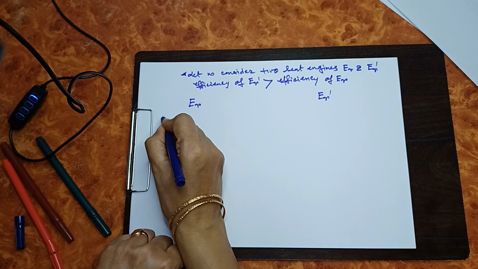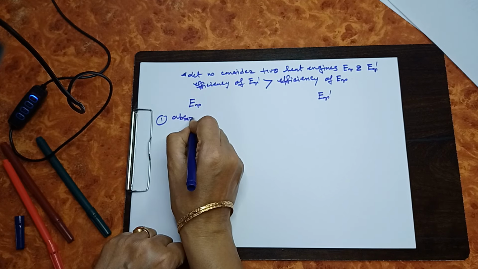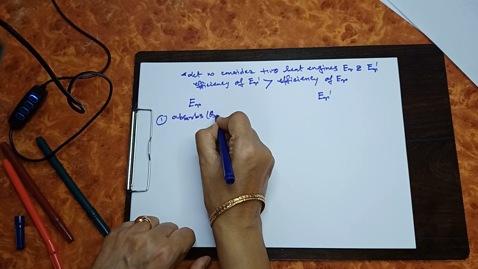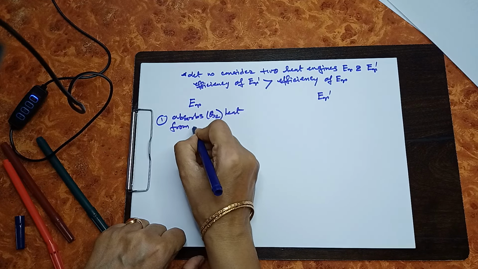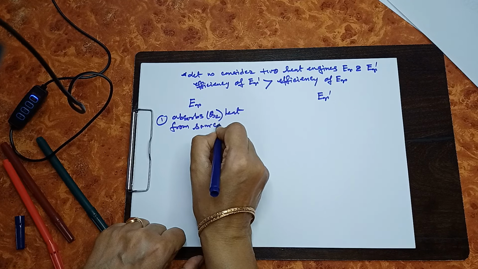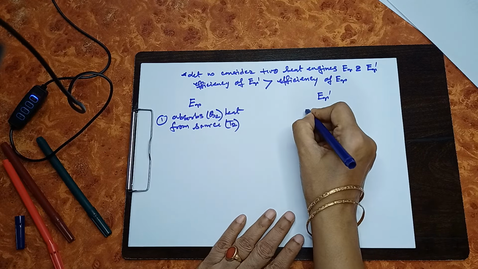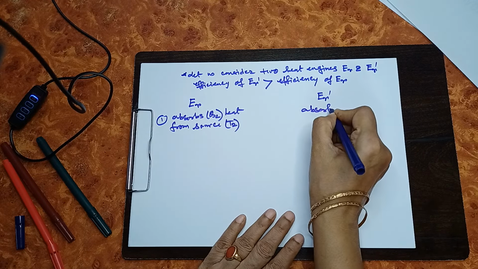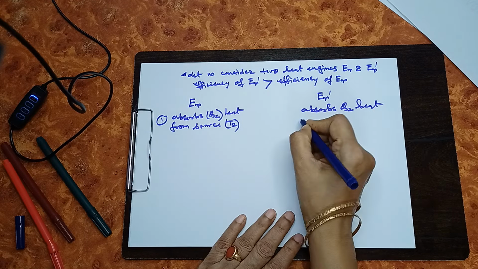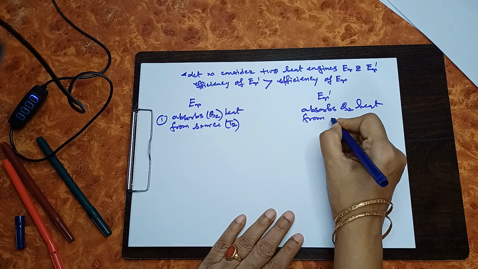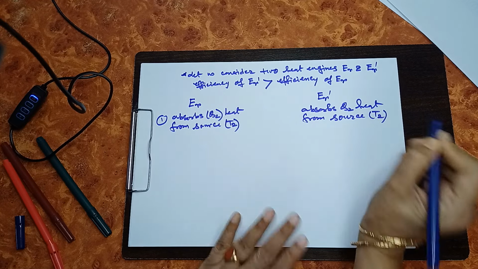Okay, now the first condition, what it is doing? ER absorbs Q2 heat from the source. Source means temperature T2. Okay. ER dashed also absorbs Q2 heat from the source. Source means temperature T2. Okay.